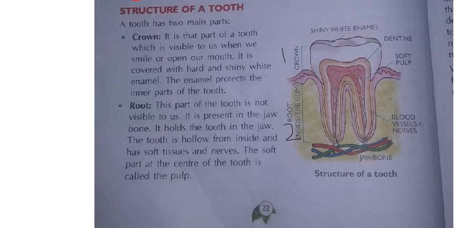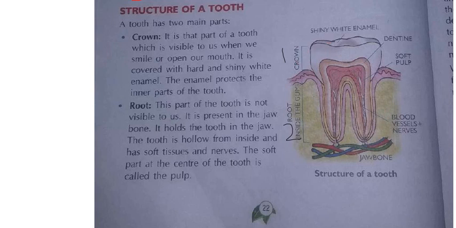Why is this enamel useful for us? It protects the inner parts of the teeth. This is outside, which we can see. The root inside we can't see, it is inside our gums. So this white enamel on the outside of the crown will protect the whole tooth, that means it will protect the whole root of the tooth. That is the purpose of the crown.